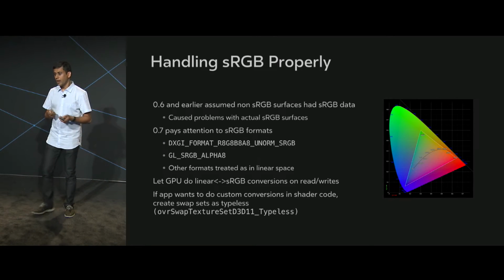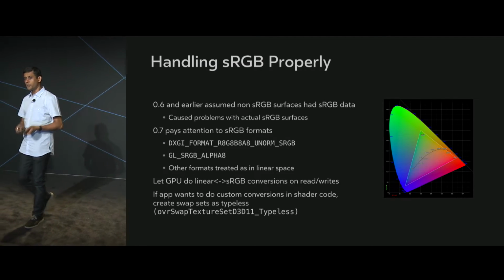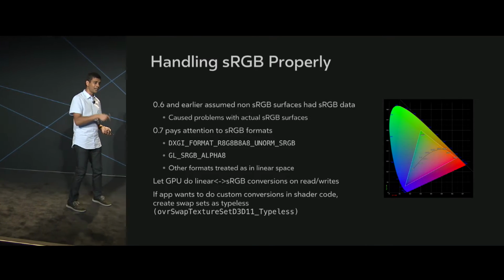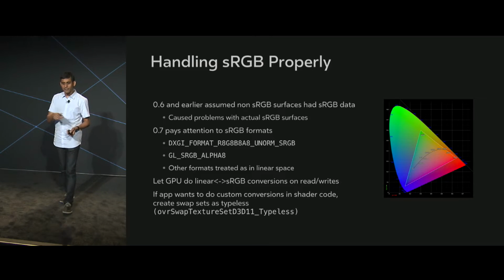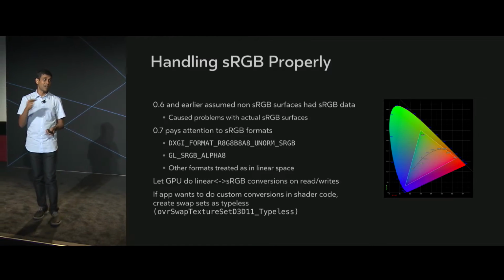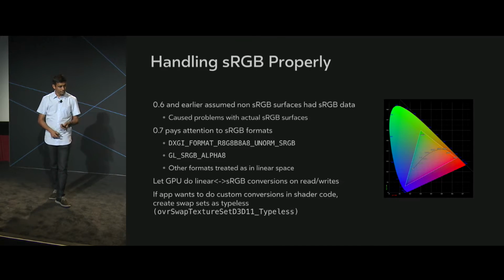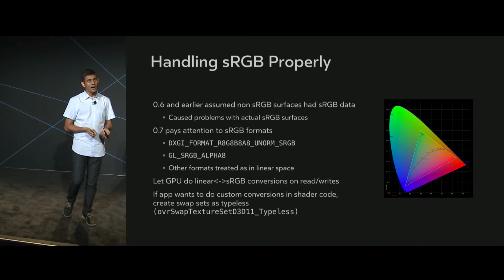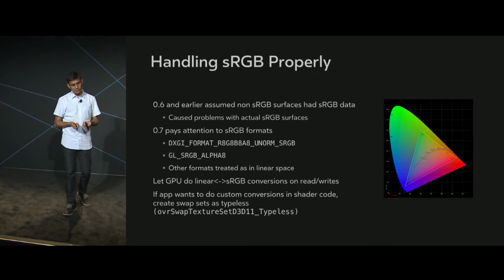This allows us to use the GPU to properly convert from linear to sRGB or sRGB back to linear as appropriate every time it's either sampling from these textures into the shader or writing values out from the shader back to the render target. That is the most recommended way of doing color space conversions.